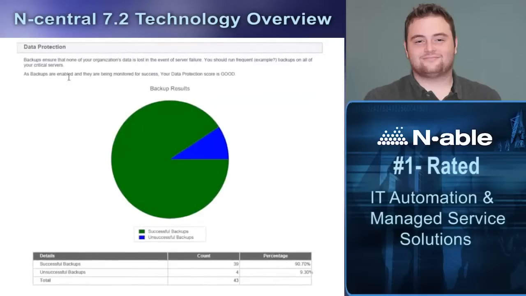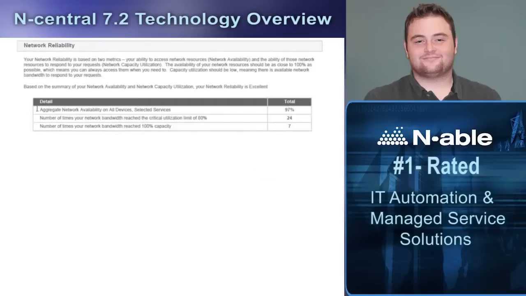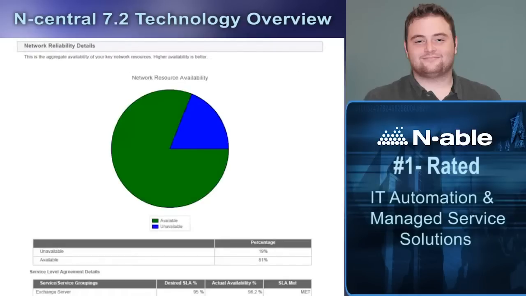You can see here I also have data protection. So I'm using Backup Exec here in my example. I have 39 successful backups, and I have 4 unsuccessful backups. Well, each time I had unsuccessful backups, N-central told me exactly why they were unsuccessful. And of course, I can also trend on the data protection details. Now, I have an overall network reliability, and of course, I can also include things like my SLAs.